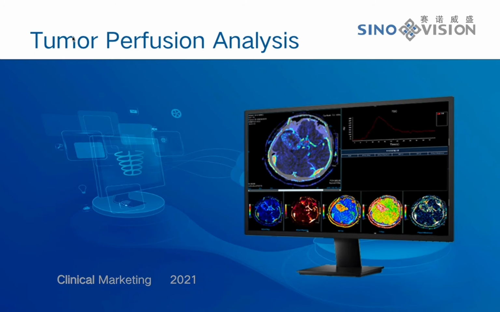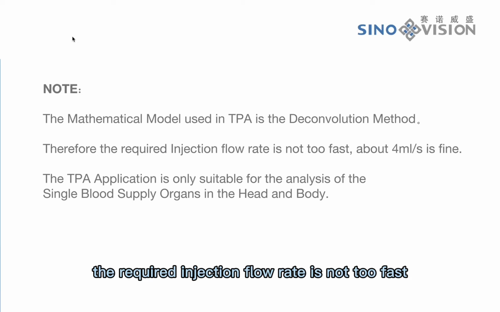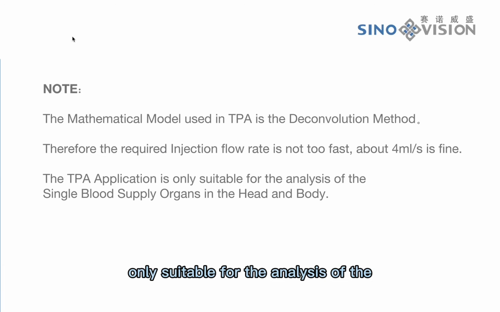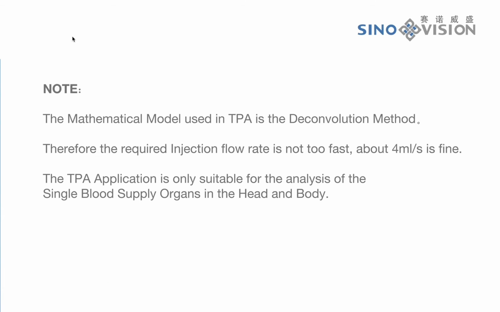Today I will introduce the function and operation of the post-processing software application, Tumor Perfusion Analysis (TPA). The mathematical model used in TPA is the deconvolution method. Therefore, the required injection flow rate is not too fast. About 4 ml/s is fine. The TPA application is only suitable for the analysis of the single blood supply organs in the head and body.